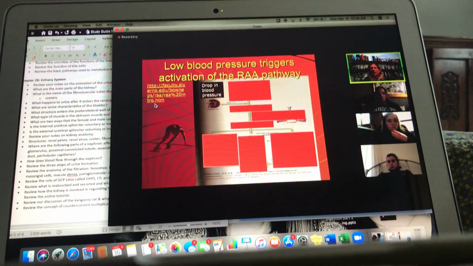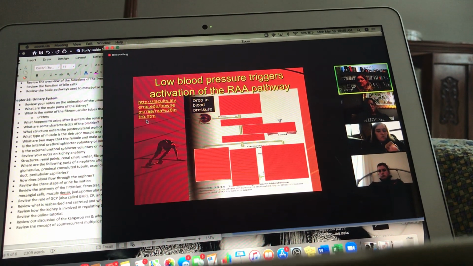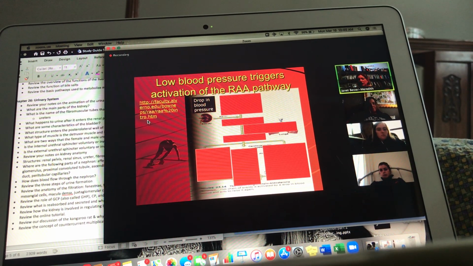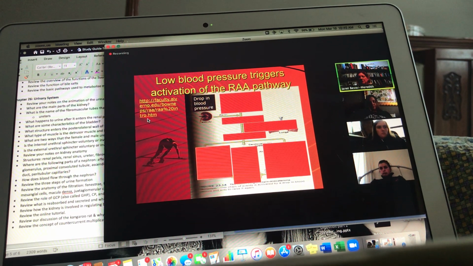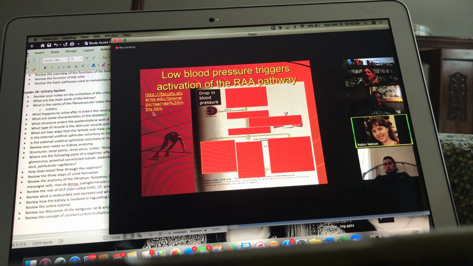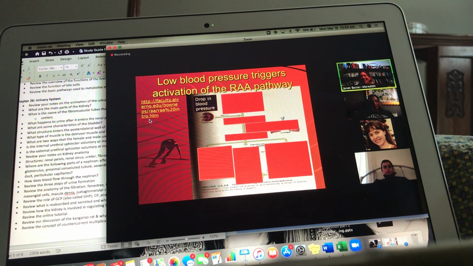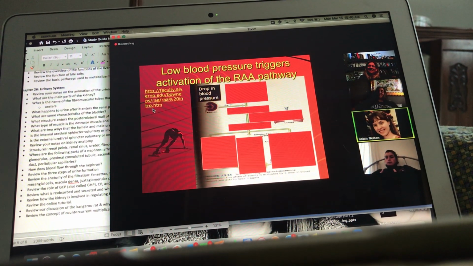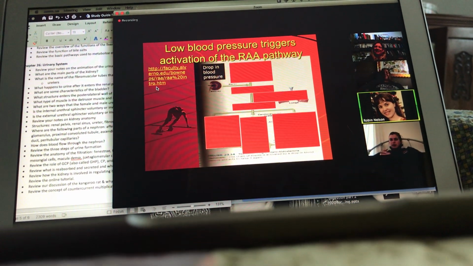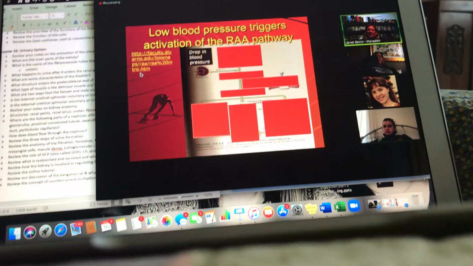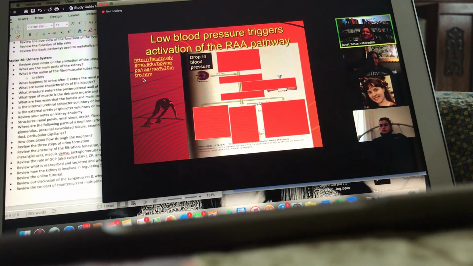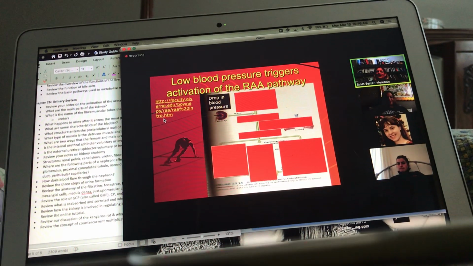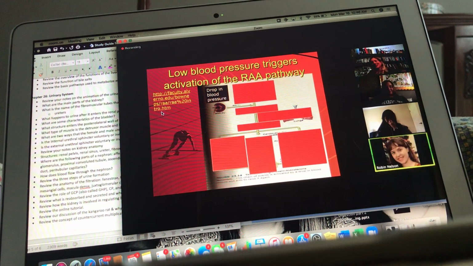And what's the point of the RAA pathway? To raise blood pressure. What organs are involved in the RAA pathway? Kidneys. That's one. Your lungs. What else? Liver. That's a good one. What's another one? Brain? Yeah, I'll take the brain. What else? Adrenal cortex. Those are the ones that I was hoping for.